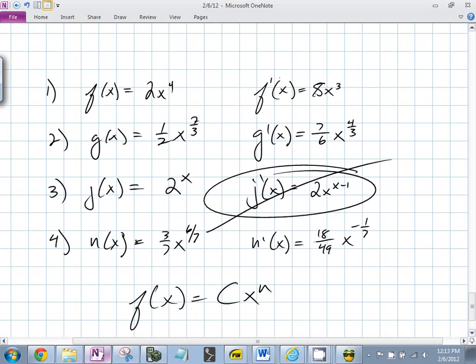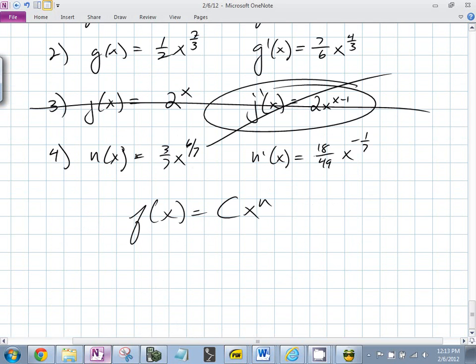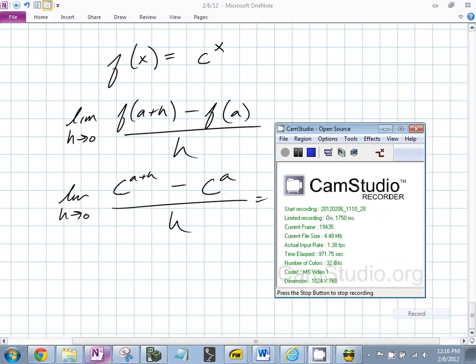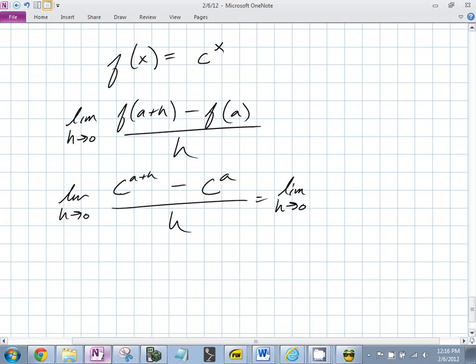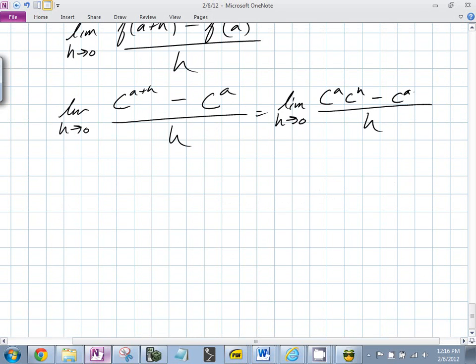The limit as h goes to 0 of c to the a times c to the h minus c to the a, because if you have the same base, you add the powers, right? Just all over h. Do you agree with that? Okay, so we now know the derivative f prime at a is equal to the limit as h goes to 0 of what? c to the a times c to the h all over h. Does this right here depend on h? No, it does not depend on h.